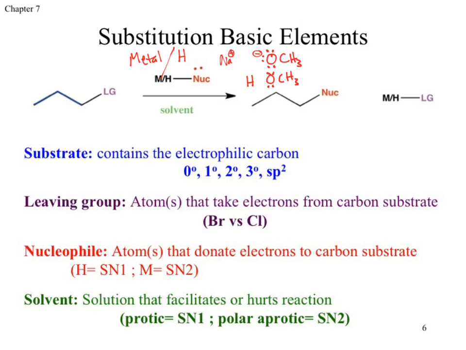Which of these two species is going to generate the stronger nucleophile? The sodium one, the one with the metal. So if we see a metal showing up on our nucleophile, we're looking at a strong nucleophile. If we see a hydrogen showing up on our nucleophile, we're looking at a weak nucleophile, or at least weaker. So it's going back to those same basics.